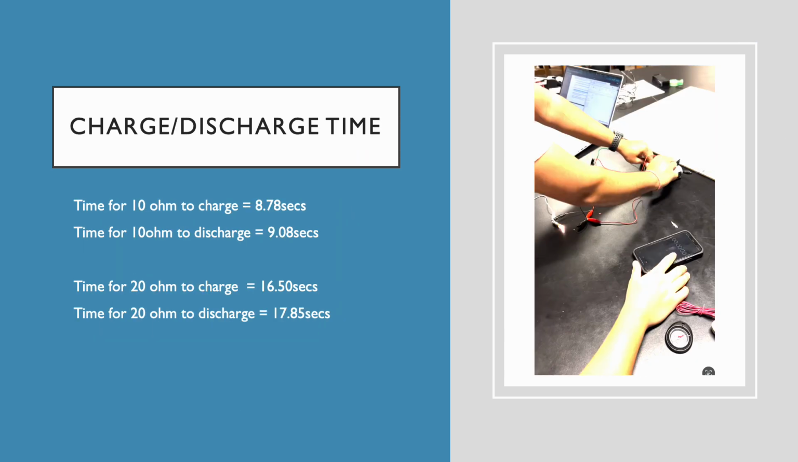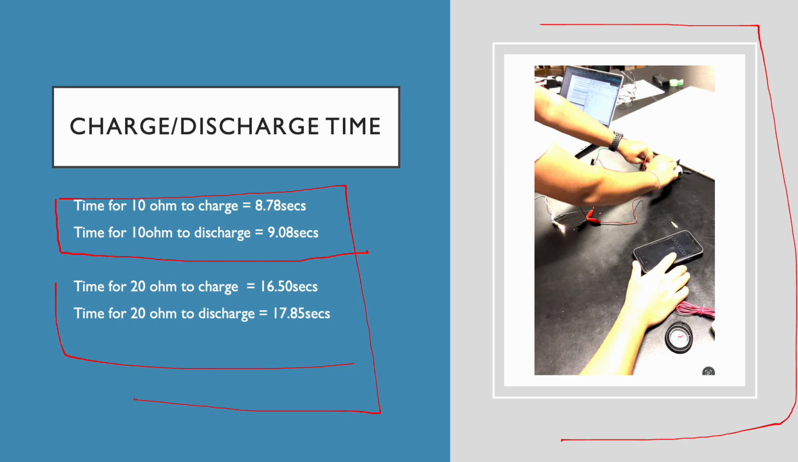So here we're asked to calculate the charge and discharge time with the different light bulbs, and as you can see, we're measuring on the right. Then here are the times. As you can see, the higher resistance battery discharges over a longer period of time.